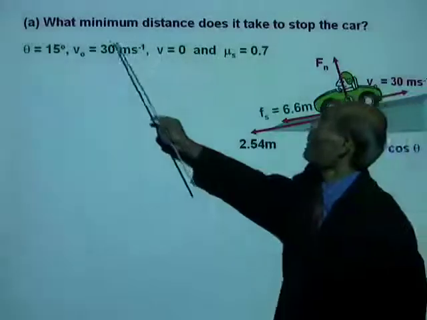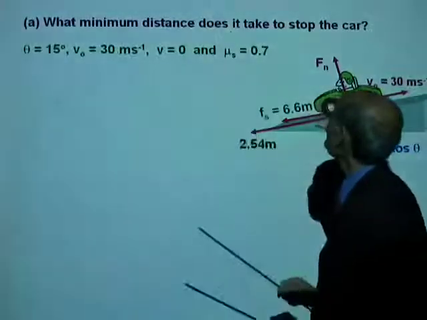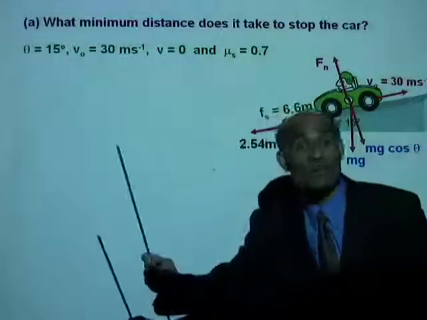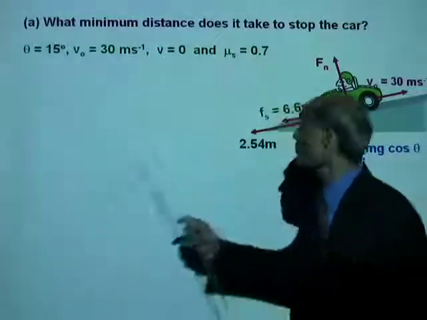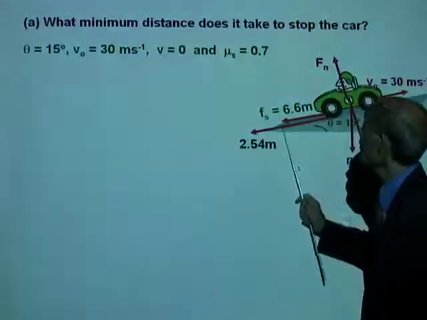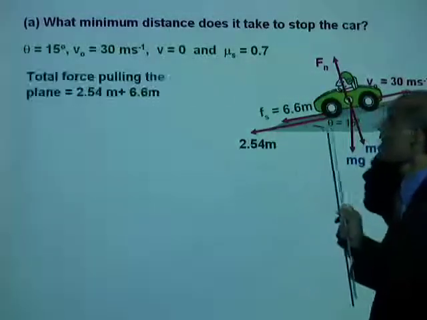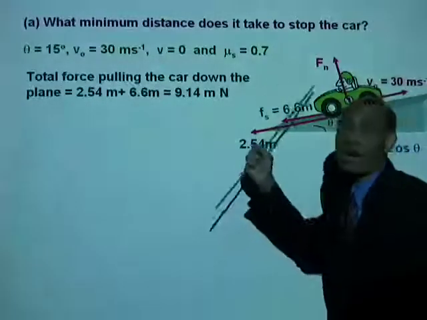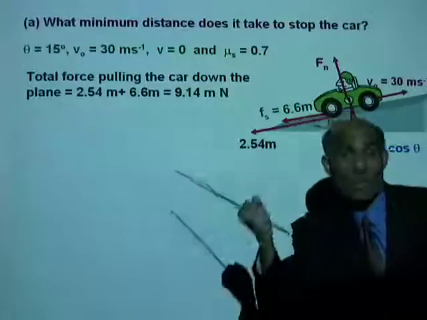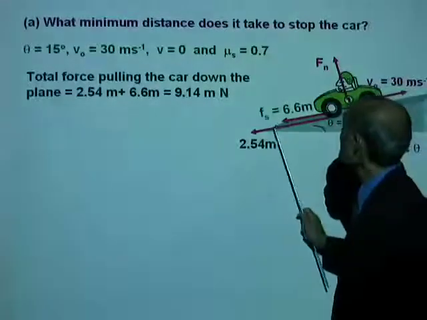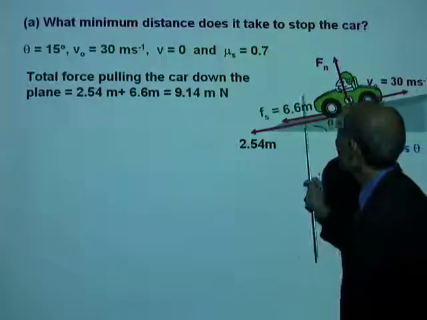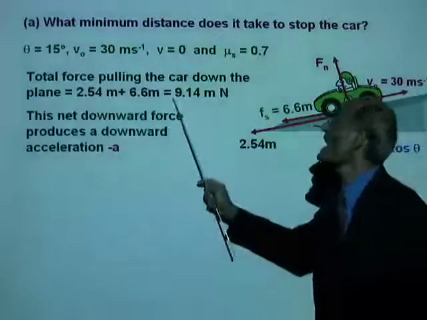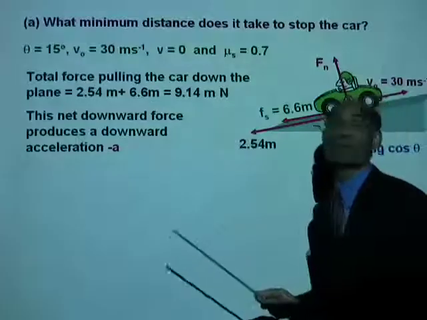Alright, now what minimum distance does it take to stop the car? We need to find the acceleration of the car using the net force. The net force on the car is the sum of these two forces. The total force pulling the car down the plane, trying to stop it, is 2.54 m plus 6.6 m. That will be 9.14 m.